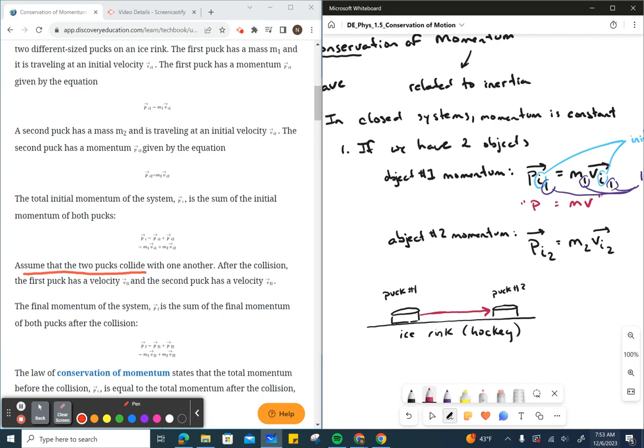Here we could assume that puck number 2 is at rest. So the initial velocity for object number 2 is equal to 0 meters per second, and it has a mass. And over here, we could say that the initial velocity for object 1 is equal to whatever your problem sets it up to be.